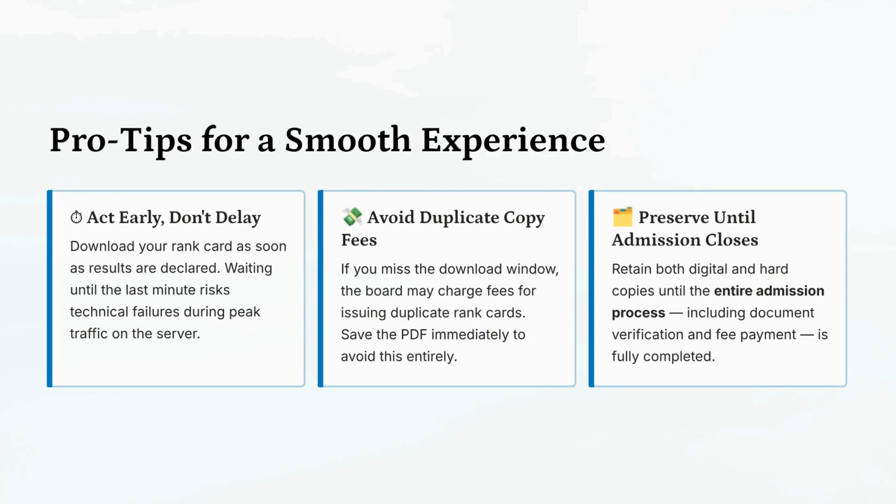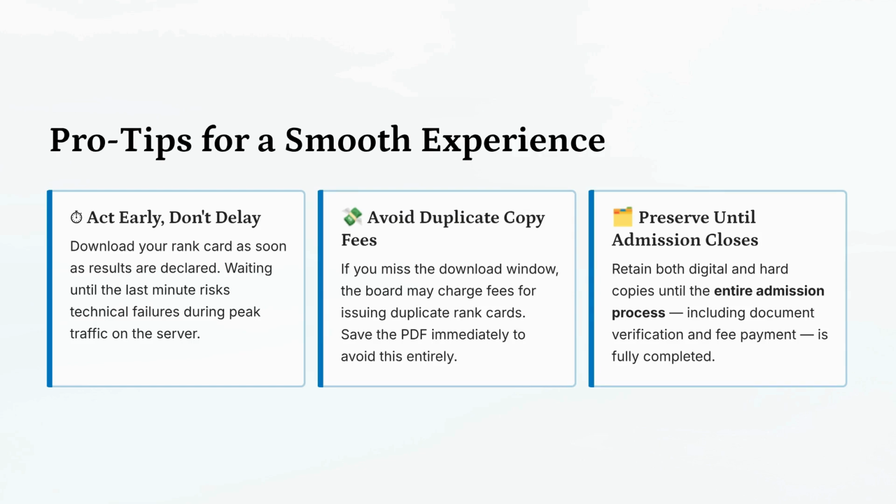Here are a few important tips to avoid unnecessary problems. First, download your rank card as soon as the results are announced. Delaying may expose you to website slowdowns or heavy server traffic. Second, save the PDF immediately, as obtaining duplicate copies later may involve additional charges. Finally, keep both digital and printed copies safe until the entire admission process, including document verification and fee payment, is completed.